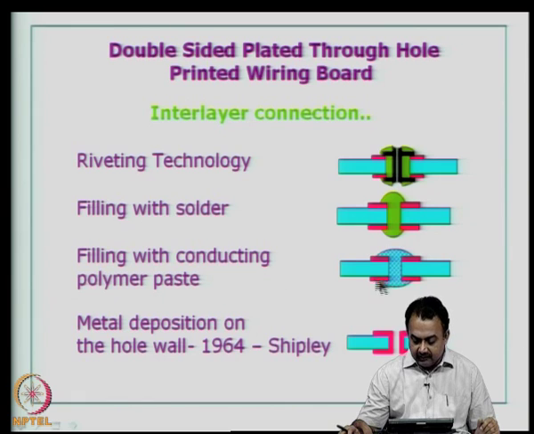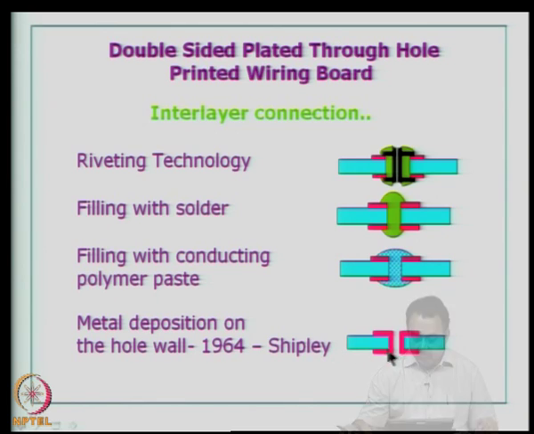Filling with conductive polymer paste, this is again well utilized today. If you are making high density interconnects where you are making thin inner layers, you can fill the hole with the conductive paste and then polish off the top and bottom area and then get a very reliable conductive hole. But the more reliable one is metal deposition on the hole wall by electroplating methods, electroless and electroplating methods. This was done or brought into the focus by Shipley in 1964, and we are still working on these technologies of electroless and electroplating combined to get a very reliable hole. So, we will discuss more on these aspects in the next hour.